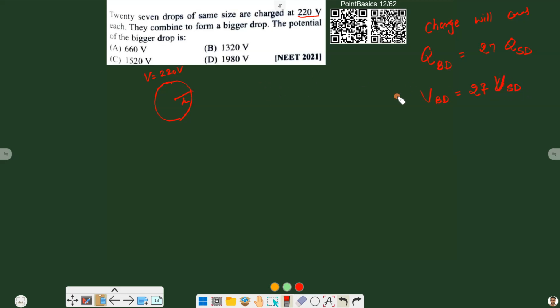So first we will solve for volume. Suppose this is our bigger drop and its radius is capital R. So 27 times the volume of a small drop, 4 by 3 pi r cube, is equal to 4 by 3 pi capital R cube. So 4 by 3 pi gets cancelled, and from this R comes out to be 3r. This is the relation between the radius of the bigger drop and the small drop.